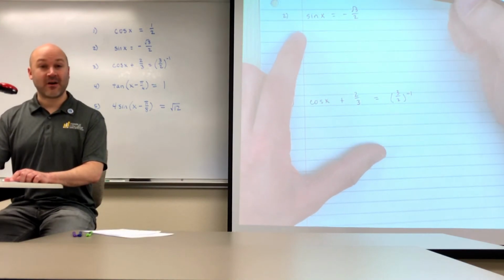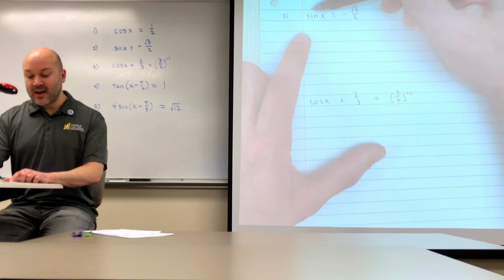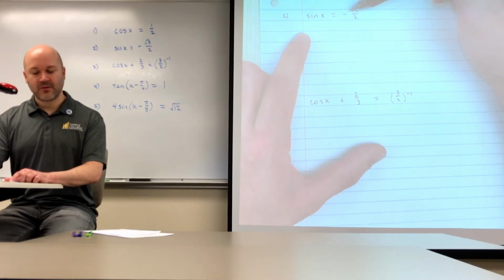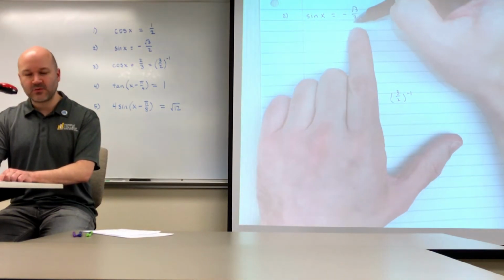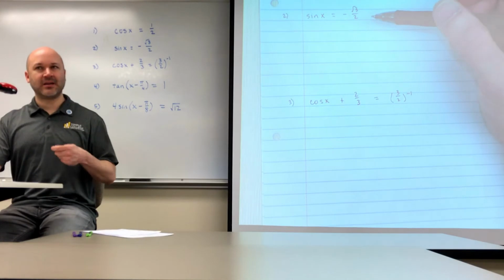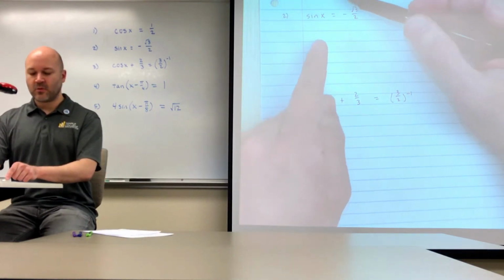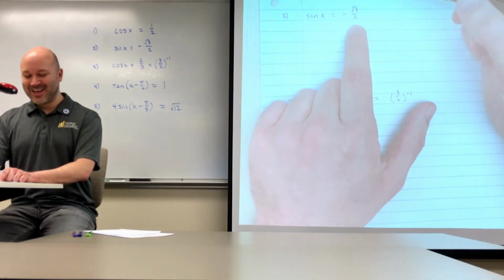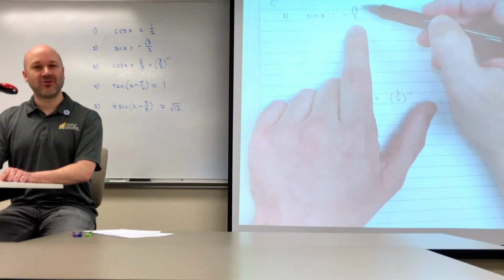So let's take a look at our next example. Sine of x equals negative root 3 over 2. I know this value as well. That value is on the unit circle. I kind of have memorized that sine is pretty at pi sixths. So this is not pretty. So I know that this is going to be those thirds again.